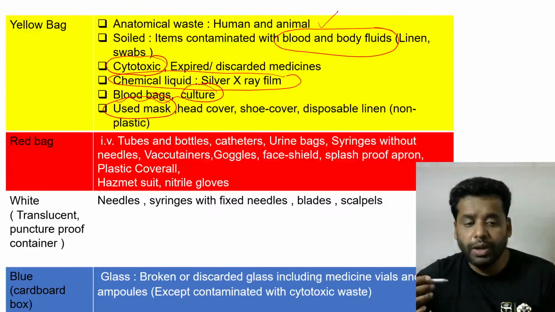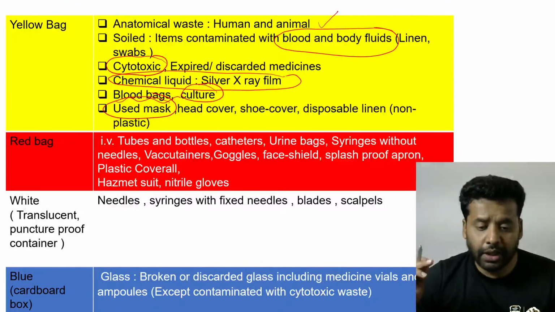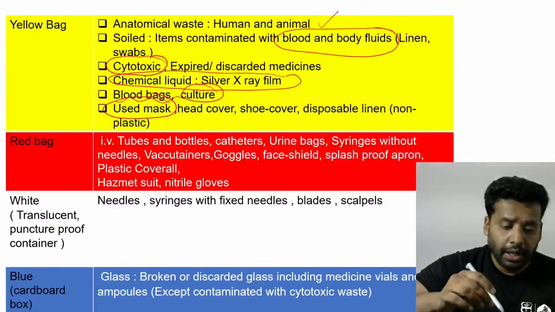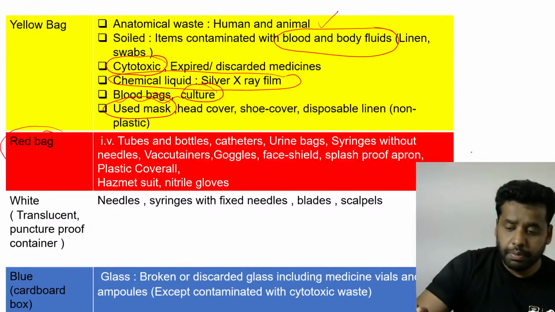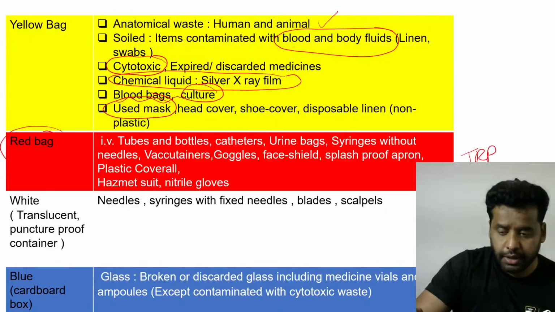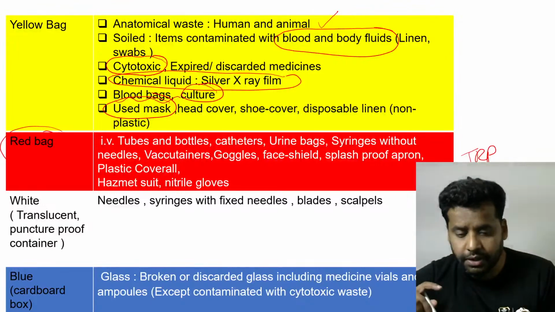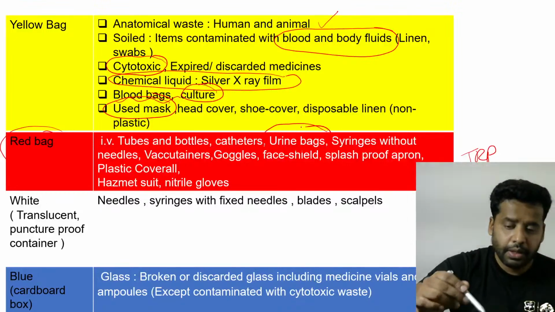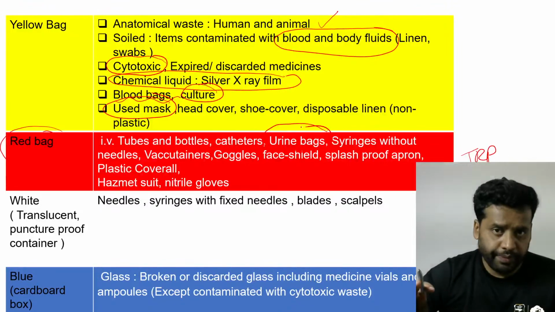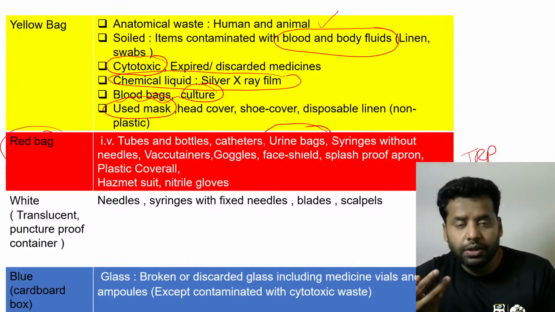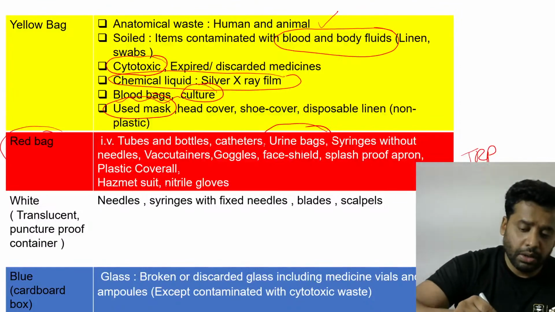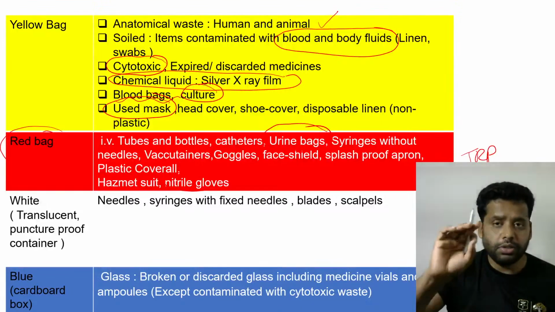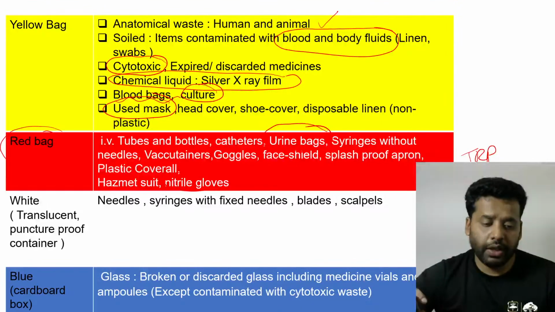So usually yellow bag question is repeatedly asked in the exam because that is very dangerous. We need to burn it. Incineration is done. Red bag is TRP, tube rubber plastics, like catheters, IV tubes, urine bags, remember. Syringe without any needles. Goggles, gloves with blood also will go in red only. Gloves contaminated with blood will go in red only because we need to autoclave, we cannot incinerate.